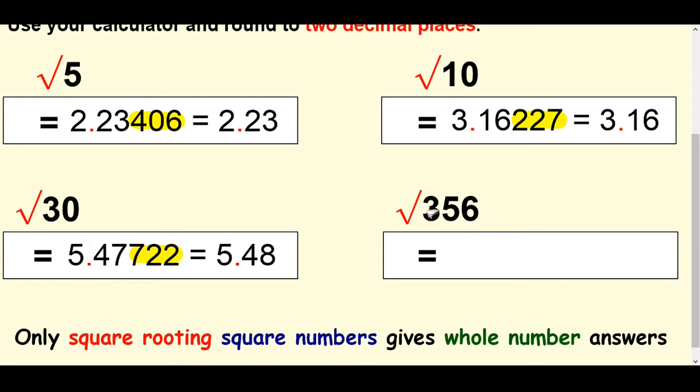Right, last one, square root of 356. If you type that in, it comes to 18.8679 and so on. It will continue that. Again, this number is a 7, which is going to turn that 6 into a 7. And you leave it at that, 18.87.